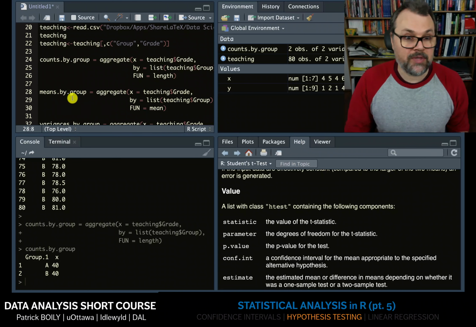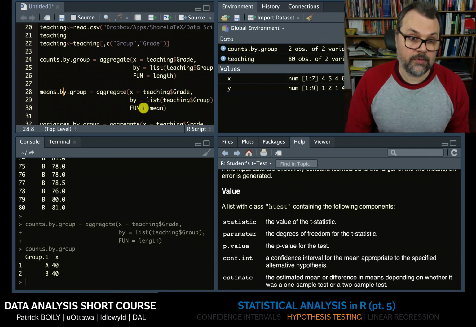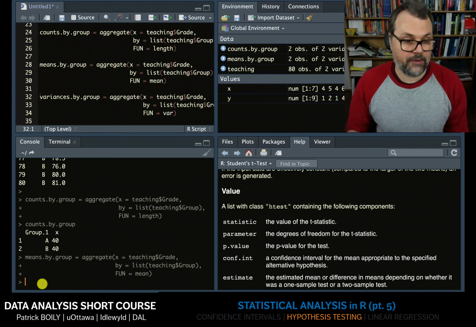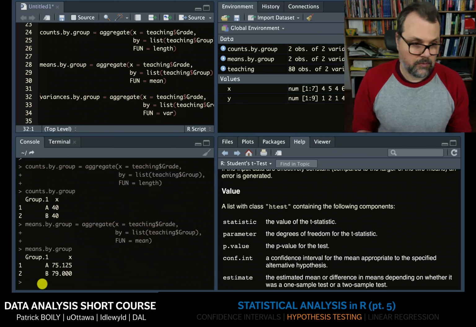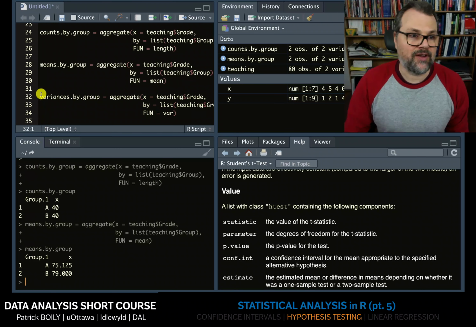You can compute the means by group. We'll aggregate the grades by teaching group, and the function we use here is the mean. We compute the means by group. We get 75.125 in the first group and then 79 in the second group, and we'll also look at the variance.